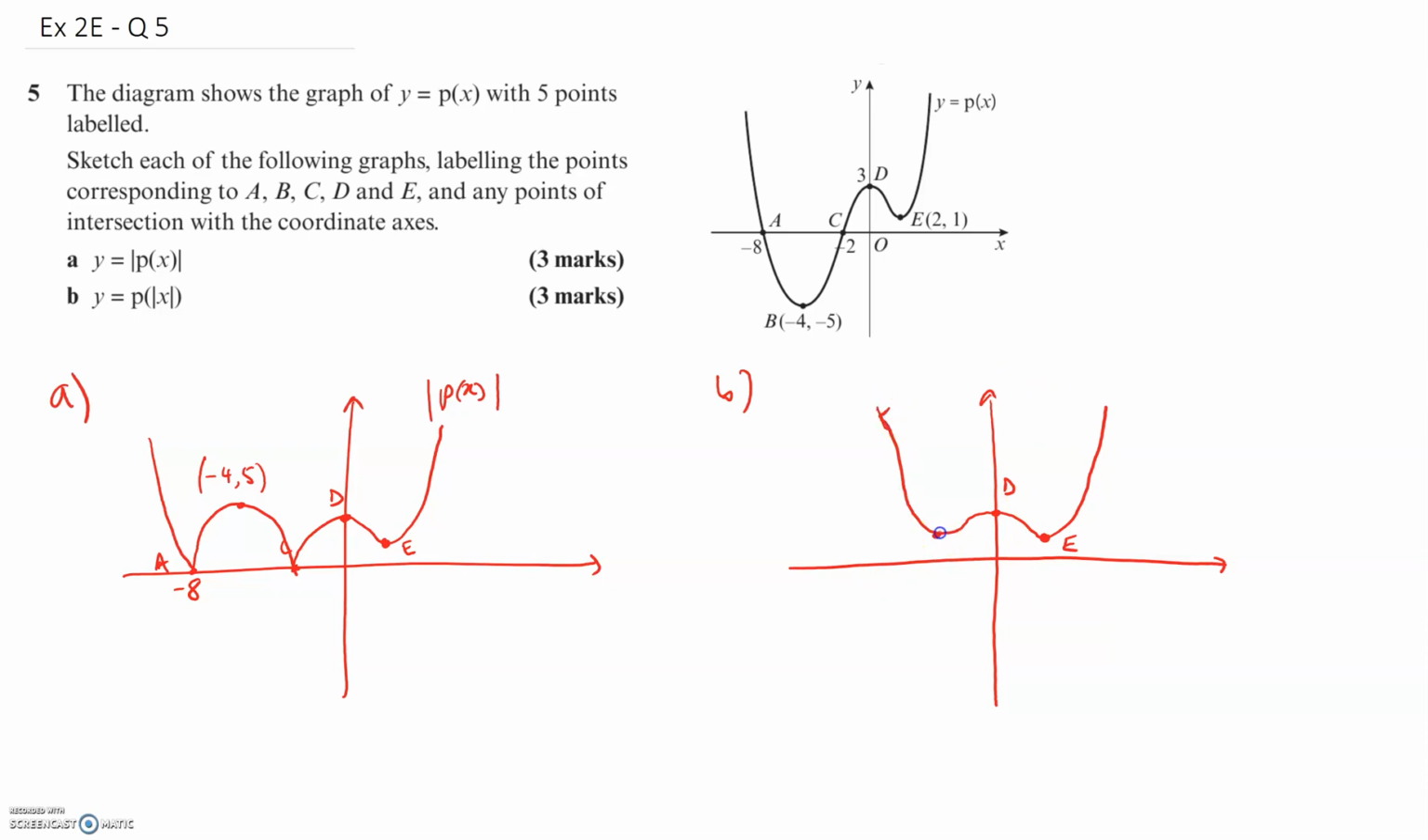Now the coordinate over here is going to be a direct reflection of E in the y-axis. So the x coordinate is going to change to -2. The y coordinate will stay the same at 1. So this is the graph of P of mod x.